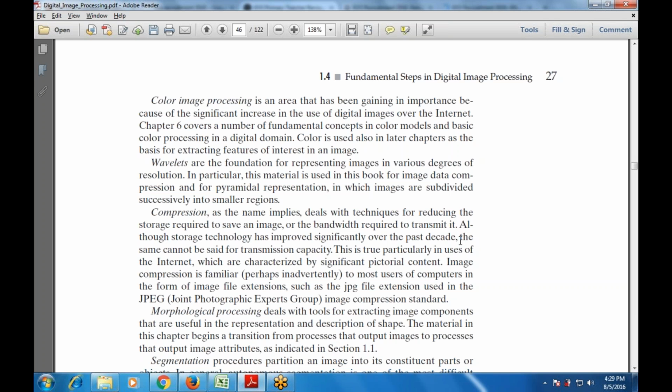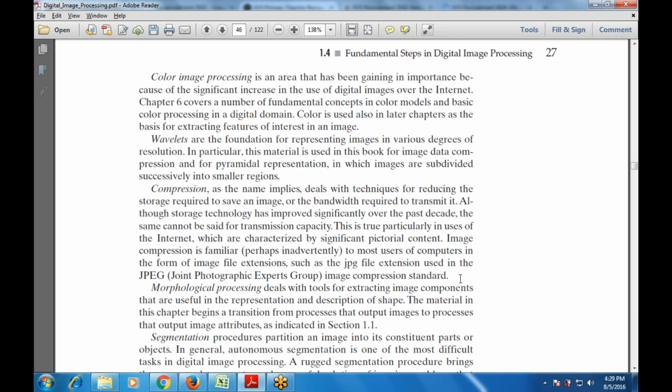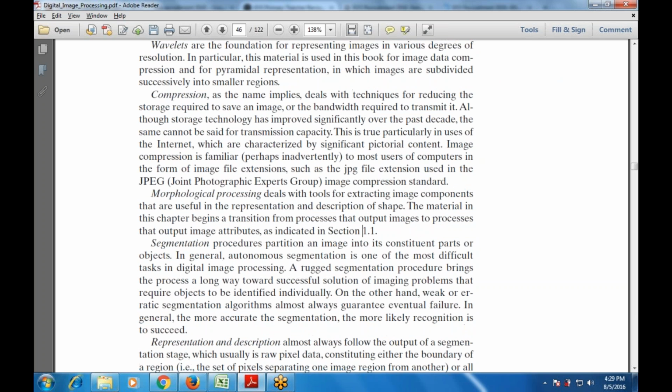Morphological processing deals with tools for extracting image components that are used for the representation and description of shape. The next one is morphological processing. These are the tools used for extraction, meaning taking out the image components that are useful in the representation and description of a shape. The output is also used to process the output image attributes.